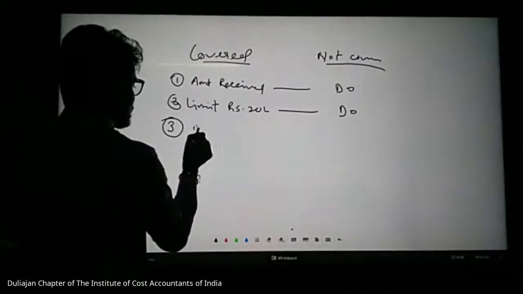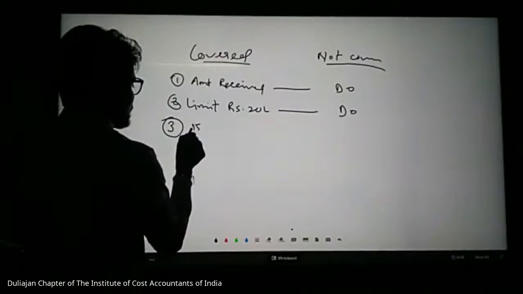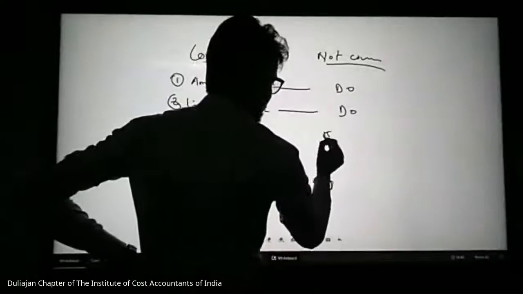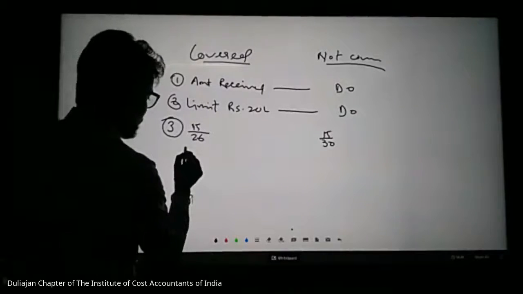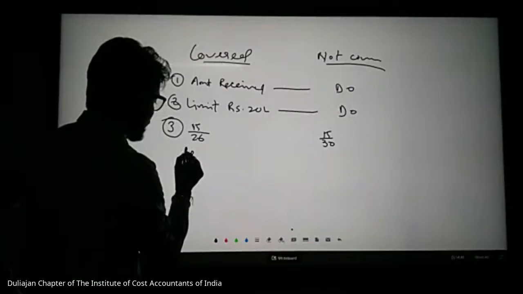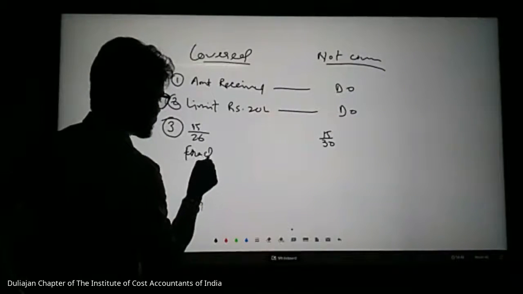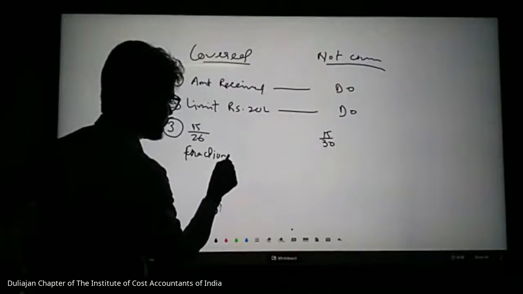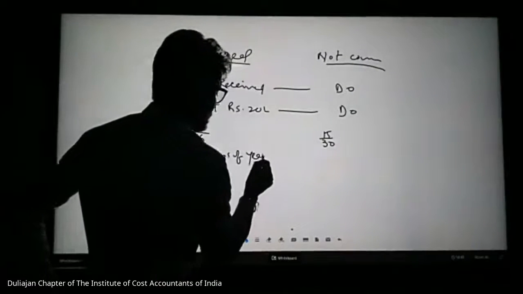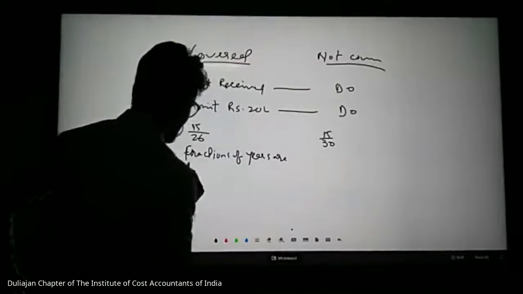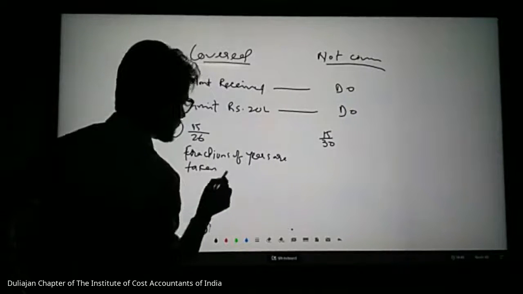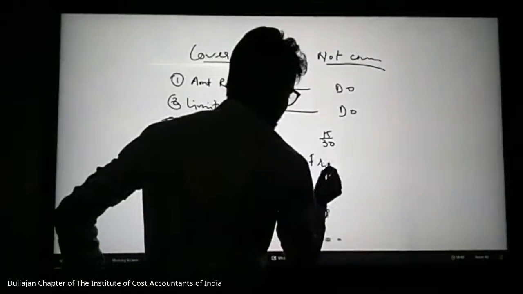It was 15 by 26. Yeah, it was 15 by 30. In one case, fractions of years are taken, right? Fractions of years are taken. Here fractions are ignored.